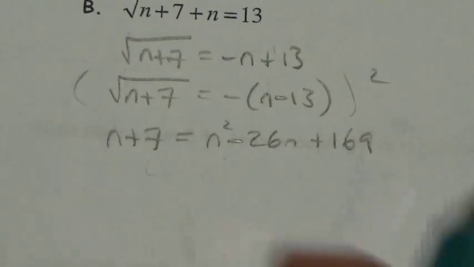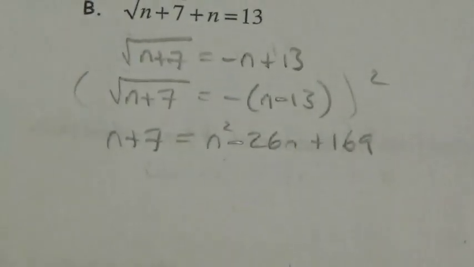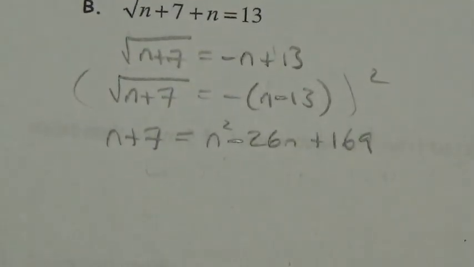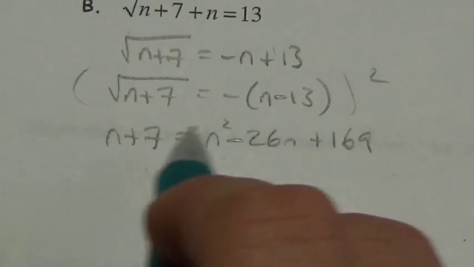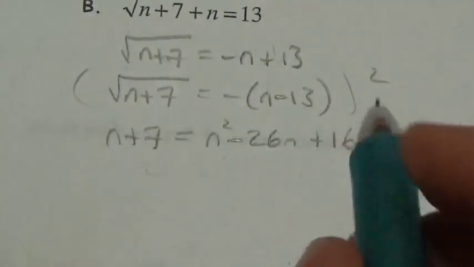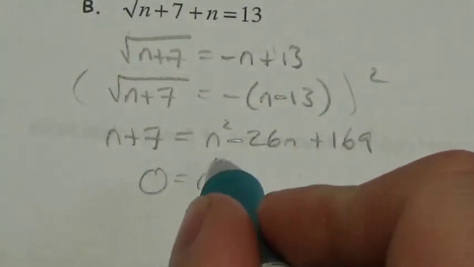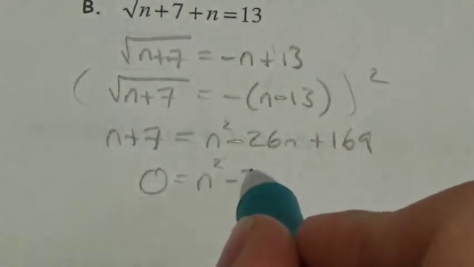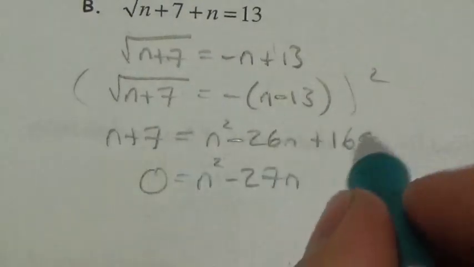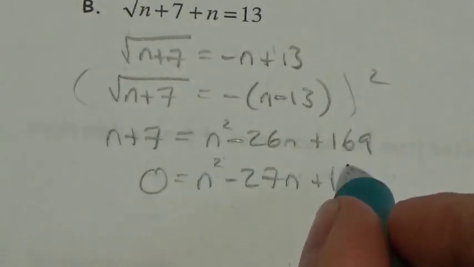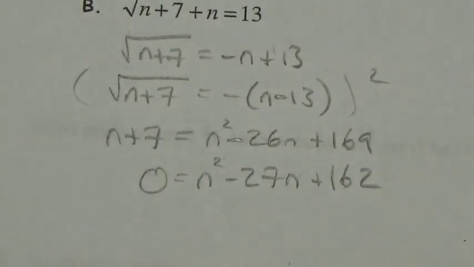So anyway, back to our problem here. Now we've gotten rid of the radical. Great, we needed to do that. It's a quadratic now. I see that with the n squared. So now what I've got to do is bring all the terms over to one side. I'm going to bring them all to the right-hand side. So this will be minus 26n, and then I'm going to subtract the 7 from there to get 162.